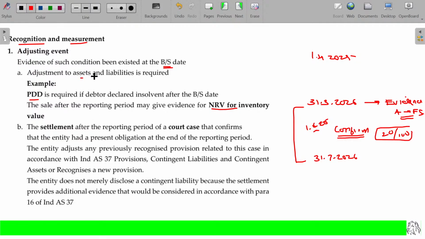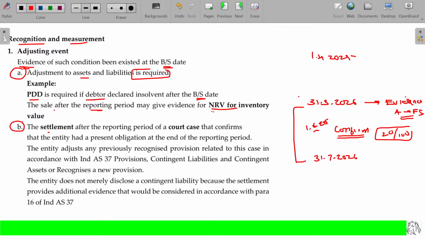Adjustments to assets and liabilities are required when evidence is there on the reporting date and events occurring after it give the confirmation; then it should be recorded. PDD is required if a debtor is declared insolvent after the balance sheet date. Sale after the reporting period may give evidence for NRV. So these are the evidence we have.